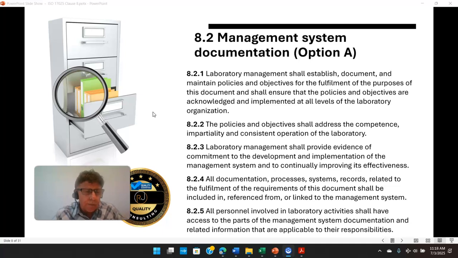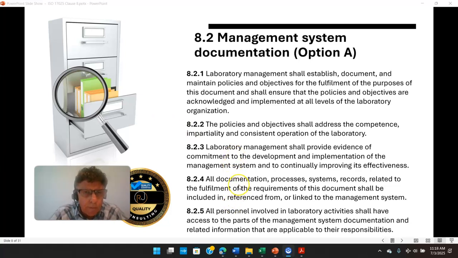Now, what I'd like to do is kind of give you an idea. You might be thinking policies and objectives. Okay, the standard says I have to have policies and objectives. What does that look like? What sort of objective evidence or documentation would you need to show an auditor that you meet this requirement in section 8.2.1 and really 8.2.2? So let me give you an idea here real quick.